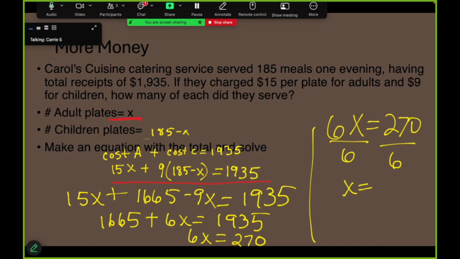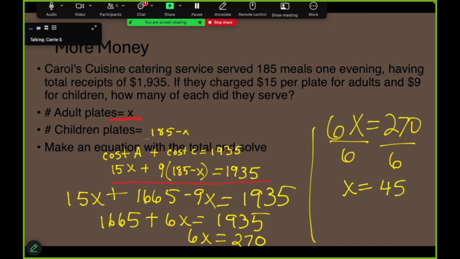All right, I have that 1,665. I have that plus 6x equals 1935. Are you at that point, Zach, at all? Yes, I'm past that. Okay. And then do you have the 6x equals 270? Yes. All right. What did you get for x, Zach? 45. All right. Ben, is that what you got? Yes, ma'am, that's what I got.